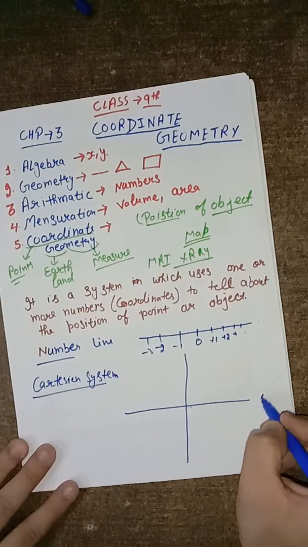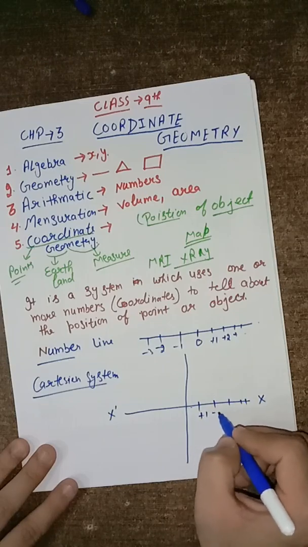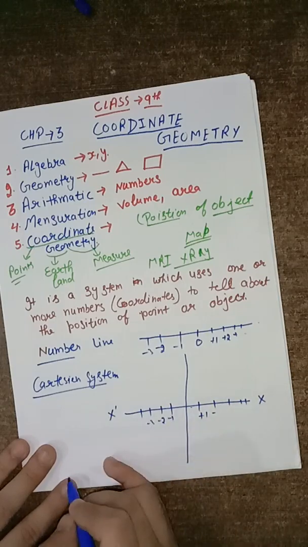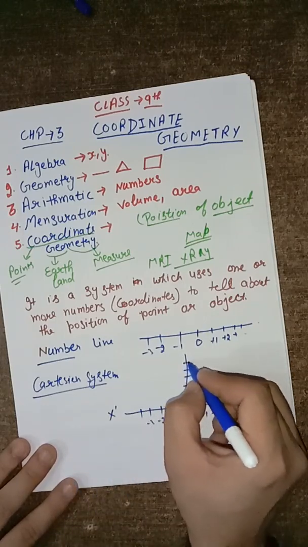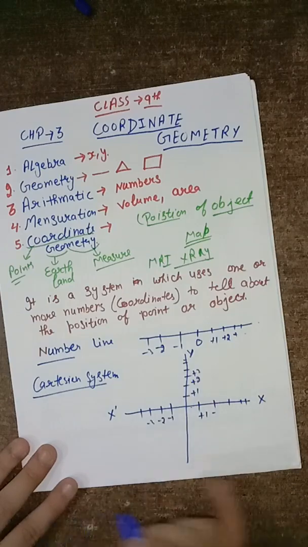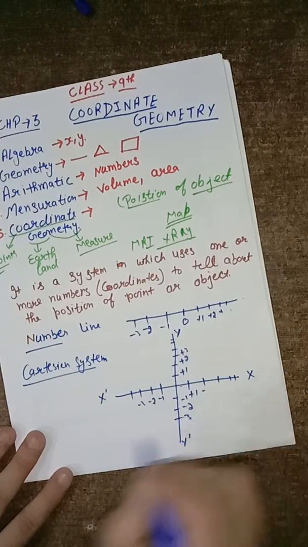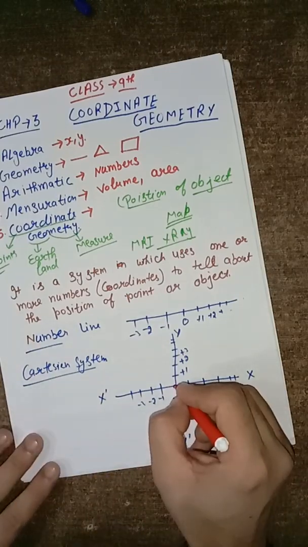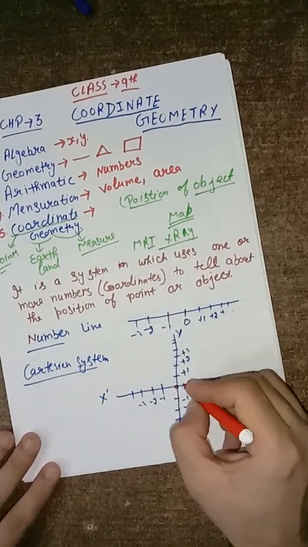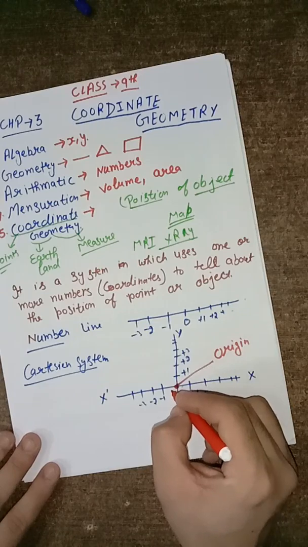On the left side, this is x-axis and this is x dash. Here all numbers will be positive, that is +1, +2, +3, +4, and on the left side there will be -1, -2, -3, and on the upside this will be +1, +2, +3, and this is called y-axis. This is y dash and here will be -1, -2, -3, and the meeting point of x-axis and y-axis is called origin, where both y and x is 0, 0.